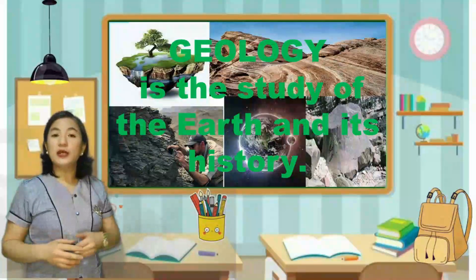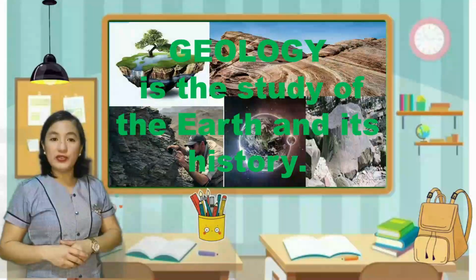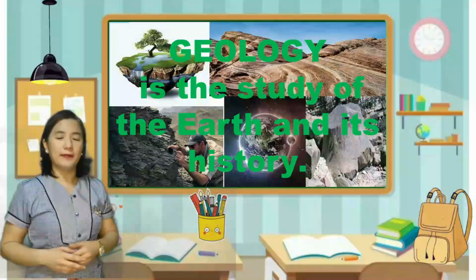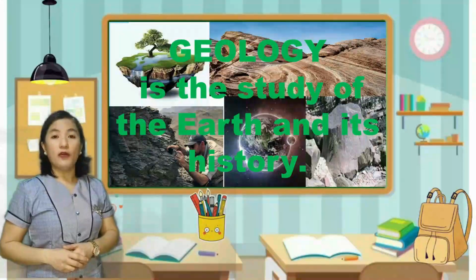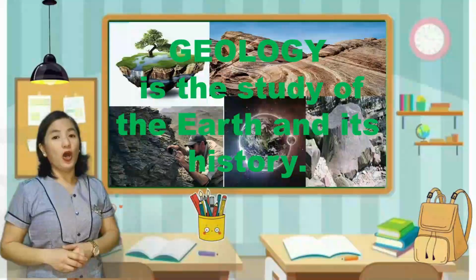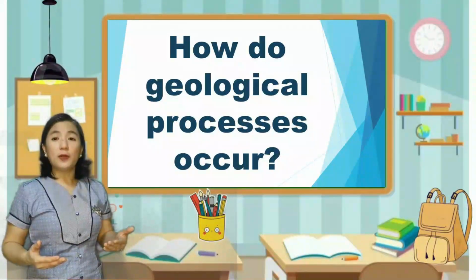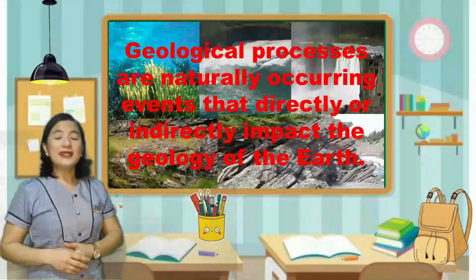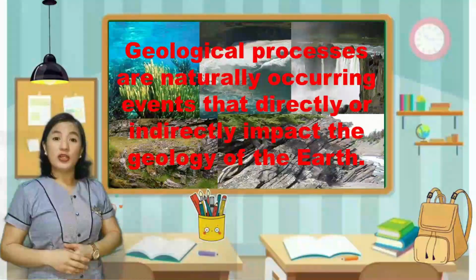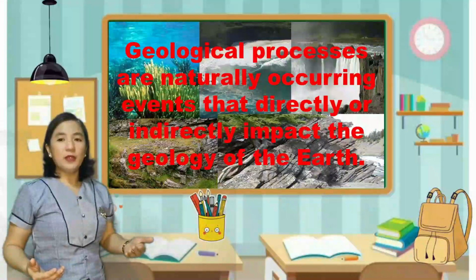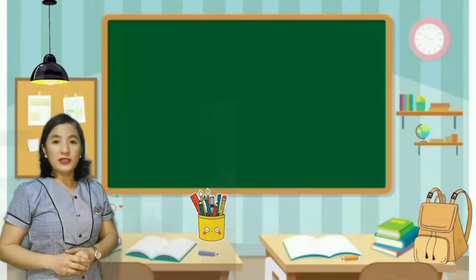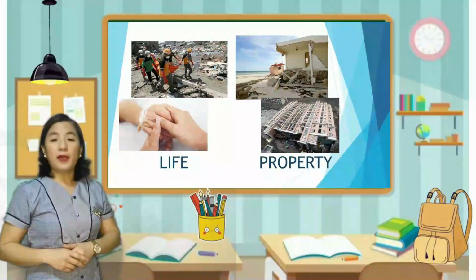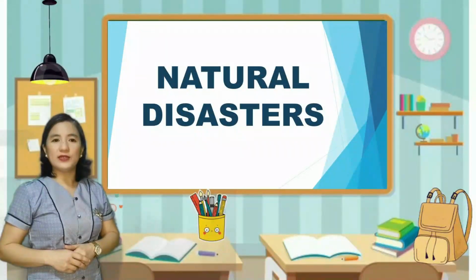It involves studying the materials that make up the Earth, the features, and the structures found on Earth, as well as the process that acts upon them. It also deals with the study of the history of all life living on Earth. But how do geological processes occur? Geological processes are naturally occurring events that directly or indirectly impact the geology of the Earth. It affects every human on the Earth all of the time, but are most noticeable when they cause loss of life or property. These threatening processes are called natural disasters.